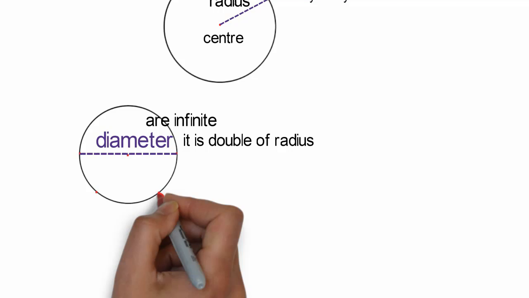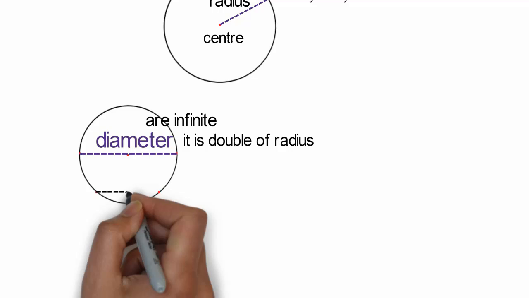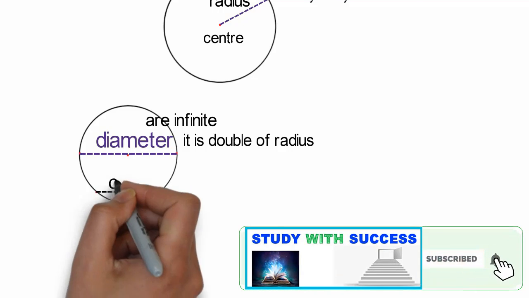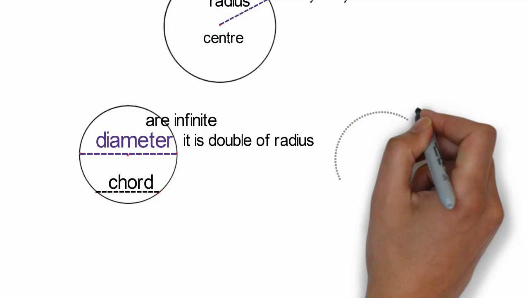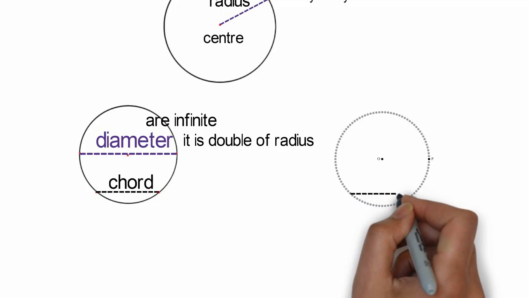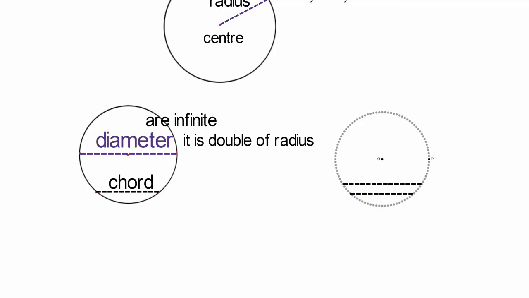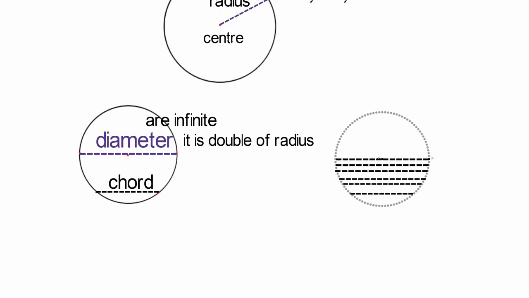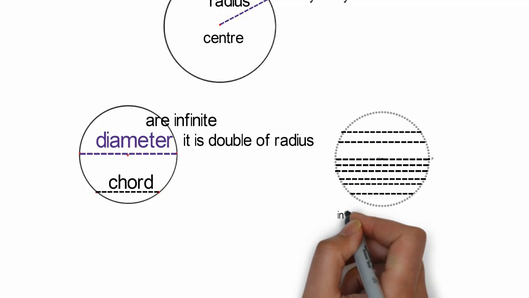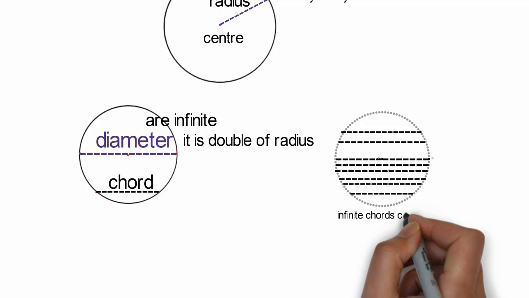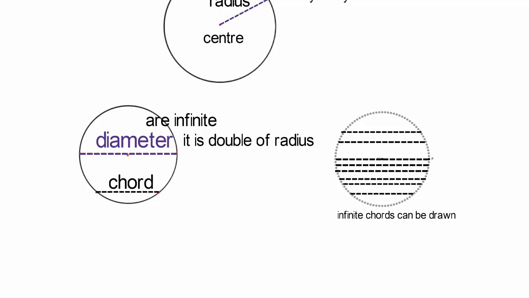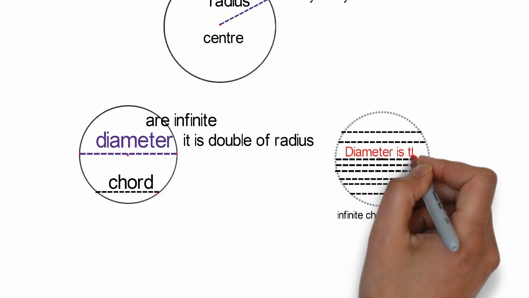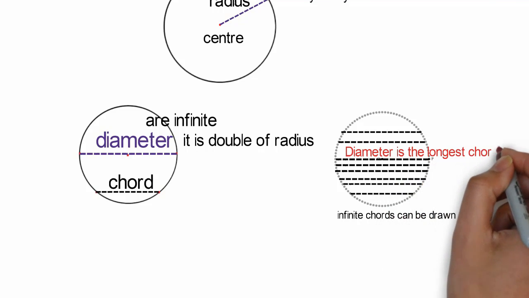If we take 2 more points on the circle and join them, we get a line segment. What will it be called? A chord. Let us understand more about the chord. If we join 2 points on the circle, we get a line segment. All these line segments will be chords. Now this one passes through the center. This is also a chord. You can observe that many chords can be drawn. So infinite chords can be drawn. And the diameter is the longest chord. So this point you have to note.